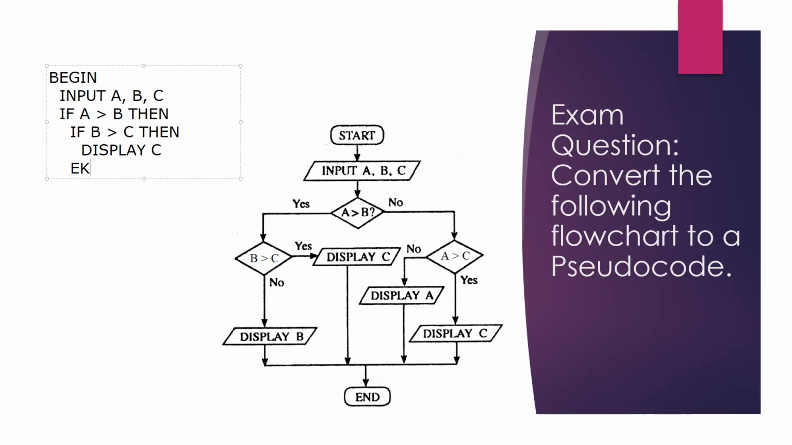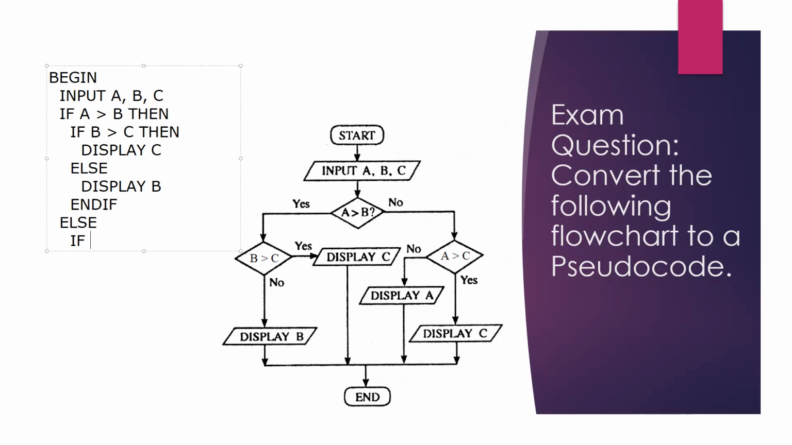Else, display B, right? And that means that's the end of this. So we can say this is the end if, right? Now we are still here. If this part is finished, then we have to go to the no part. That means we have the else part. So within that, again, you have another if statement.